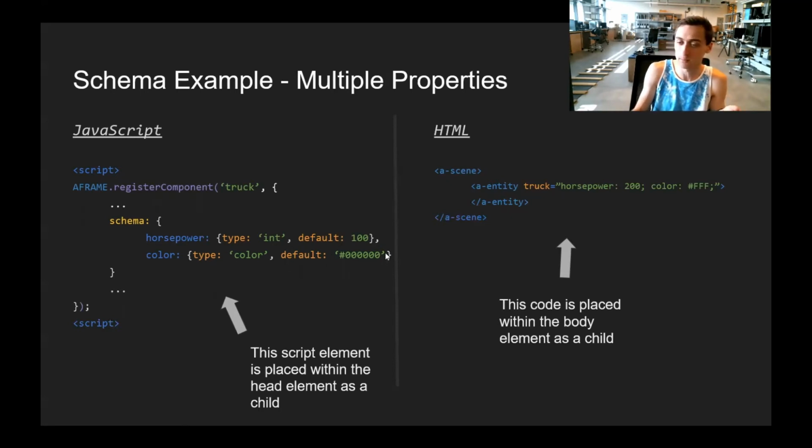I can't remember if that means black or white, but I just know it's one of those two. And then again, on the right-hand side is what you would see in your A-Scene if you're applying truck to an entity or an object. So you have truck and then equals, and then in your quotation marks, again, you have your property name and value pairs separated by a semicolon, and there could be 3 of these, 4 of these, whatever. It could be as many as you want, or as many as you define in your schema.